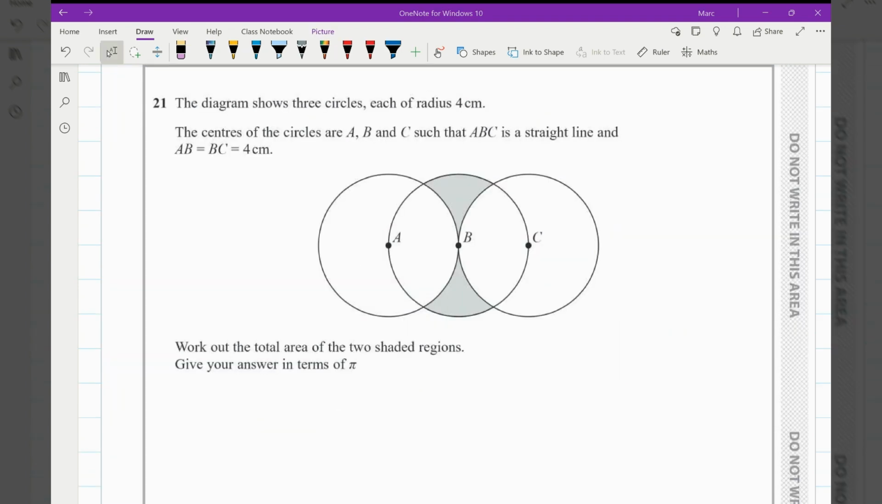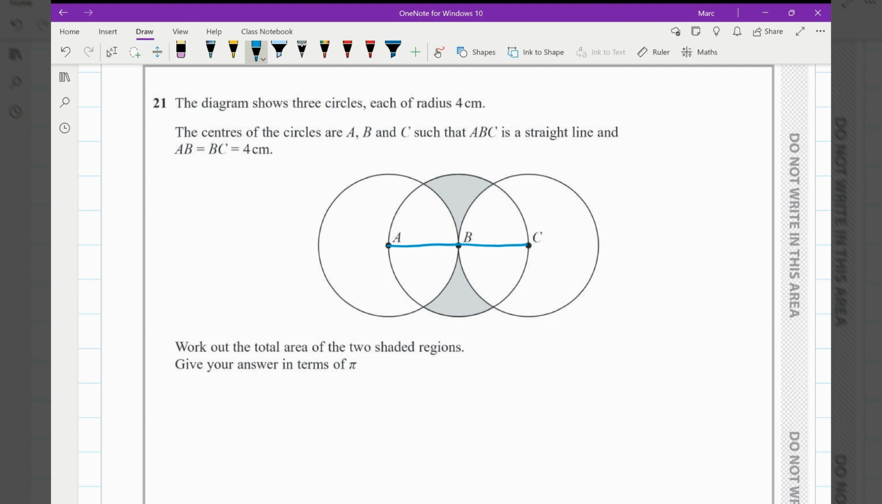Okay, question 21. If you've got to this question, you're still standing. Well done. This one's going to knock your socks off. So the diagram shows 3 circles, each of a radius 4 centimeters. The centers of the circles A, B, and C are such that ABC is a straight line, like so. And then AB equals AC, of course, because 4 centimeters. Work out the total area of the shaded region.